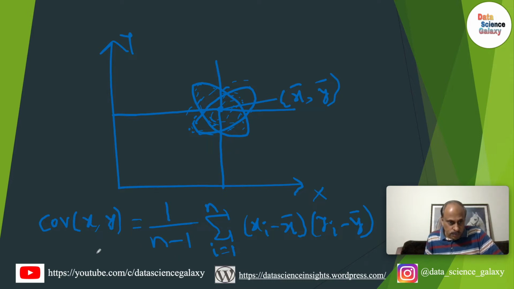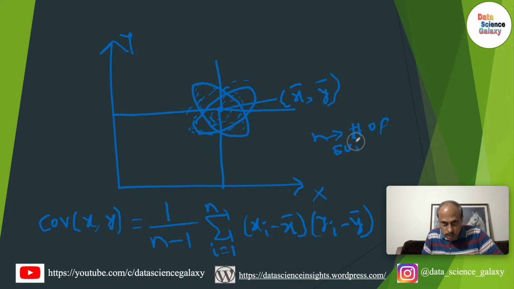So the covariance of x and y, that is, the covariance between two random variables x and y, is defined and represented mathematically as 1 upon n minus 1, summation i running from 1 to n, xi minus x bar multiplied by yi minus y bar, where n you can think of as the number of subjects. So n is the number of subjects.